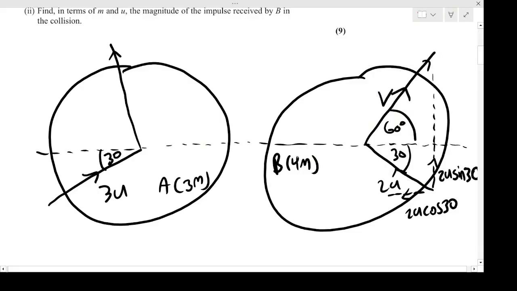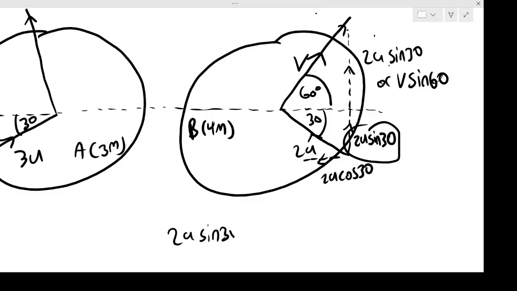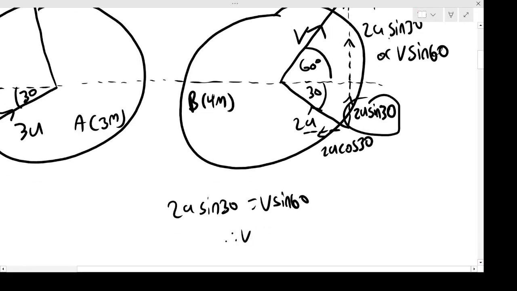So again, if I do it perpendicular, the perpendicular component is going to match, so it's going to be 2u sine 30. But again, because we know the angle is 60, we can also split that up to be v sine 60. And so they're equal, right? They're both the exact same length. So we can say that 2u sine 30 is v sine 60. Then we can solve for v. So v is going to be 2u sine 30 over sine 60.